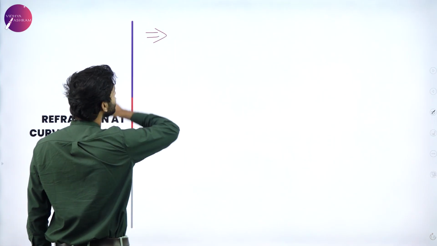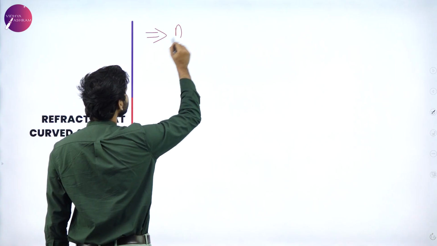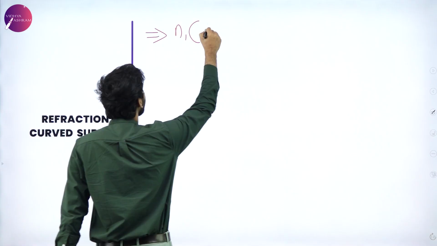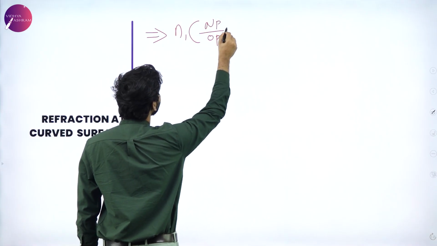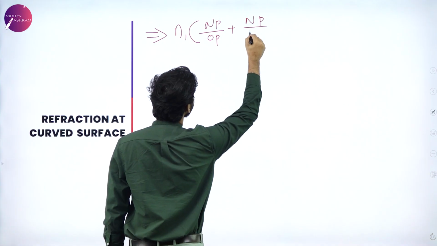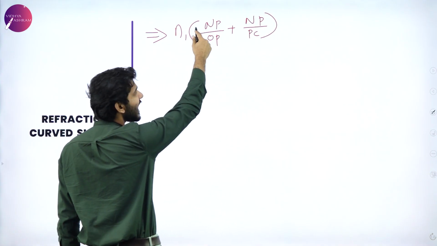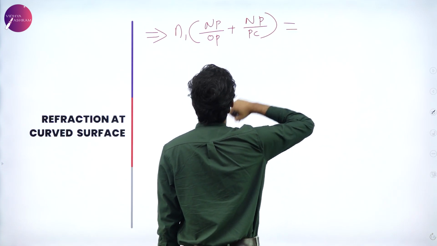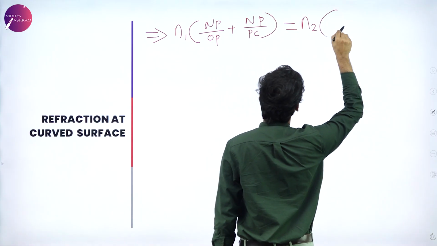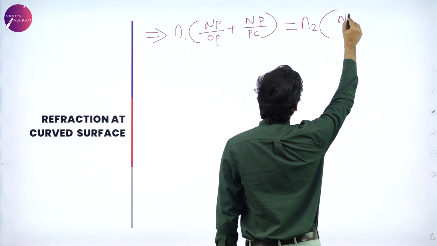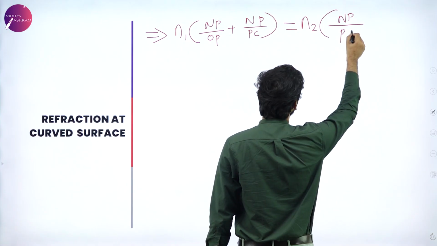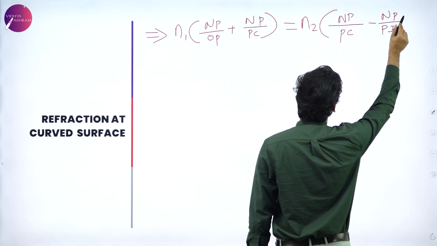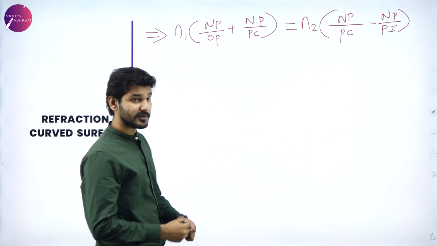So once we substitute these particular equations, we will get N1 instead of alpha plus beta, we are going to substitute NP by OP plus NP by PC, that is instead of alpha and instead of beta, which is again equal to N2 into NP divided by PC minus NP divided by PI, right? So we have this particular equation.